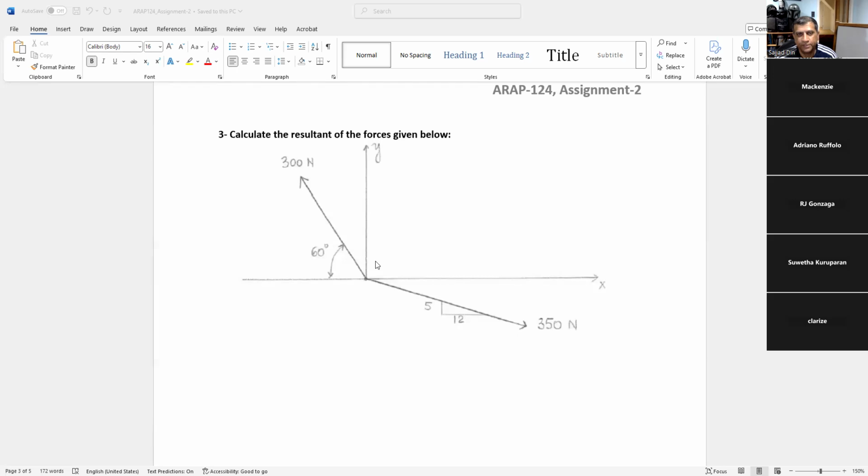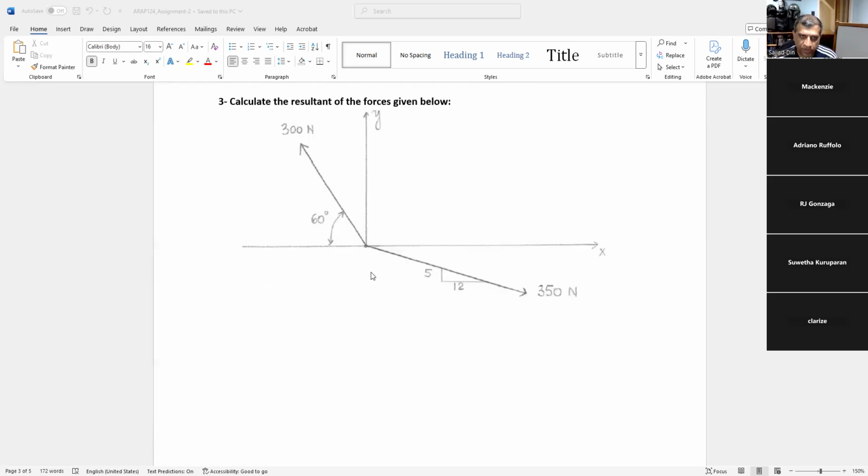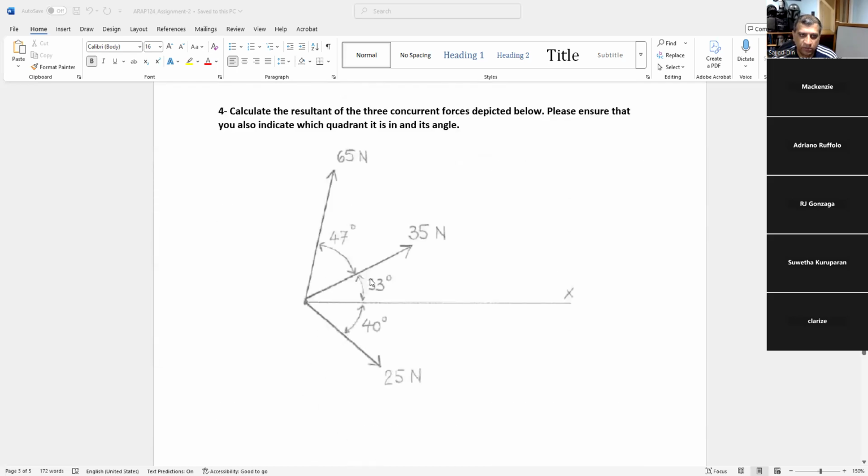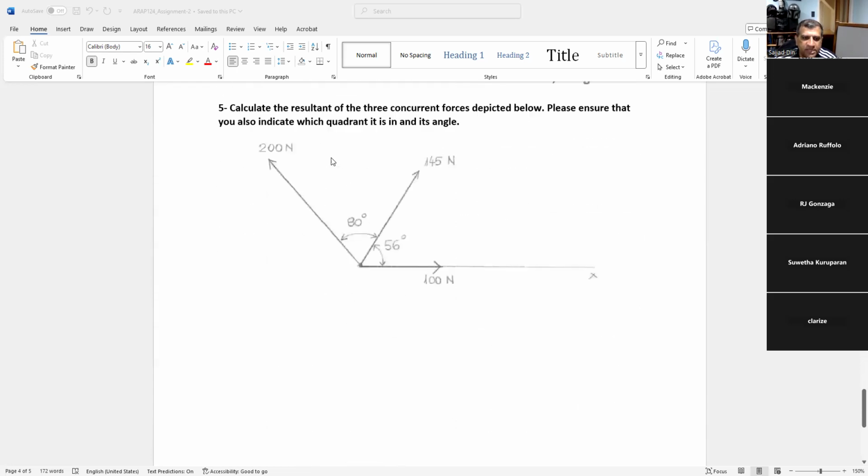You've got 2 vectors here. If you complete it to this stage, you're on track. Next week we can finish 4, which is actually very similar to what we just did. I don't really care if you indicate which quadrant it's in, as long as you show the direction of the resultant. Okay. And same here, you've got 3 forces.